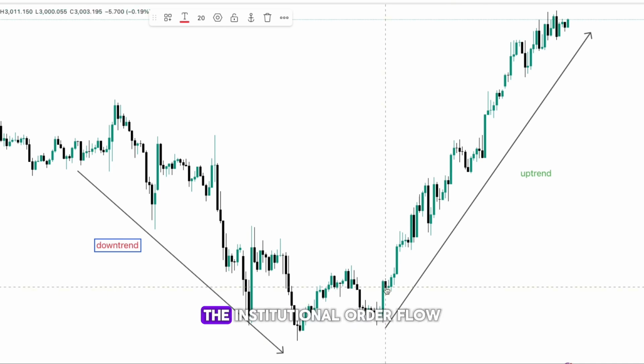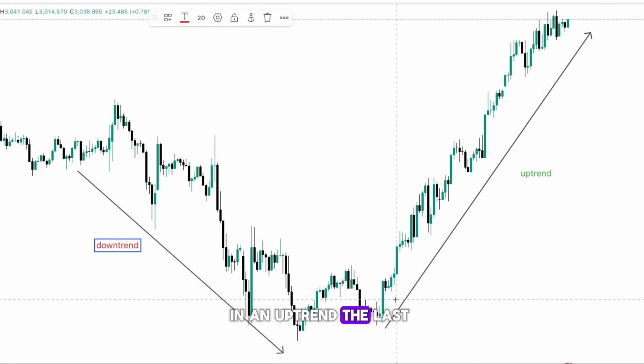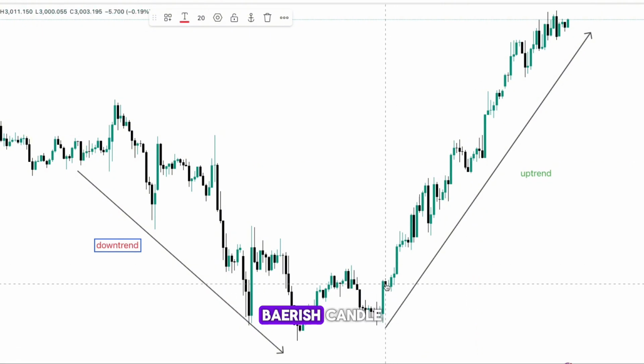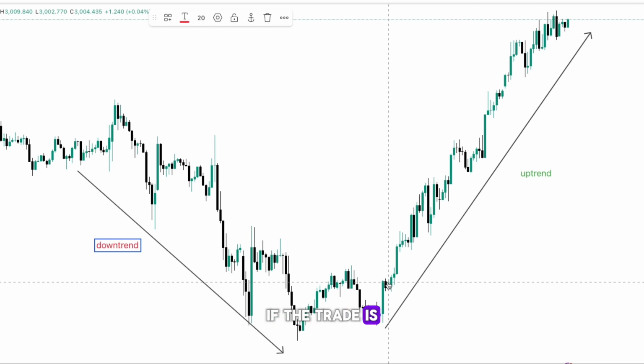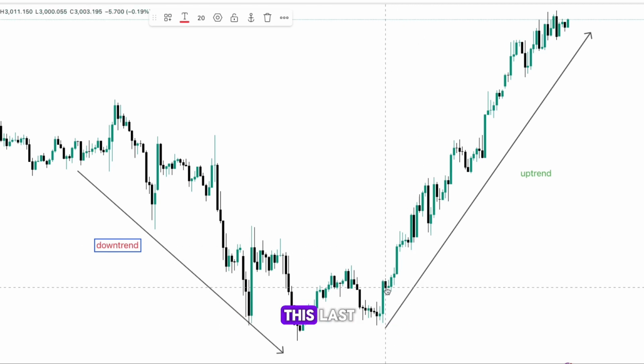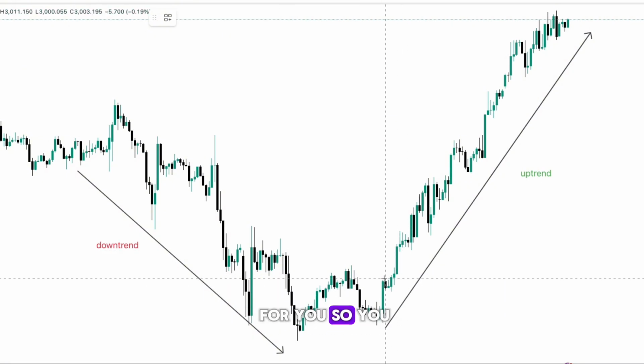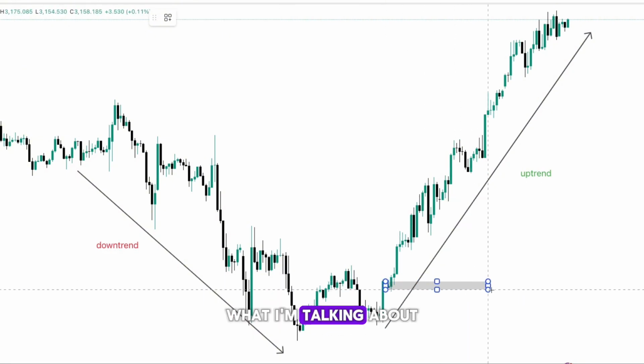And the institutional order flow is that in an uptrend, the last bearish candle should serve as a support if the trade is still valid in an uptrend. And as you can see it here yourself, see this last bearish candle. Let me highlight that for you so you can see what I'm talking about.